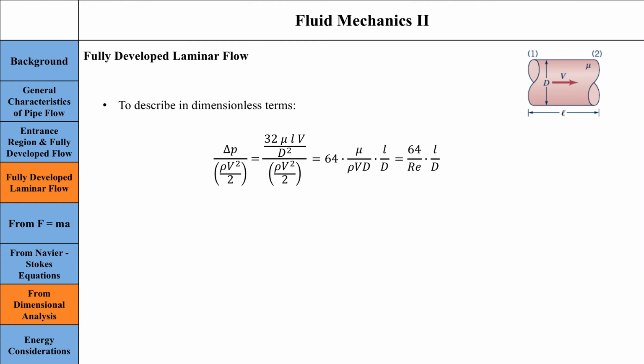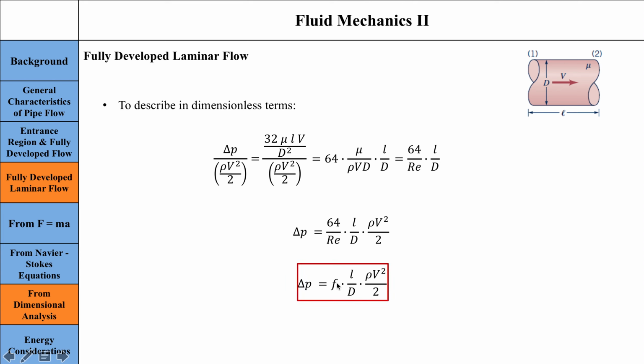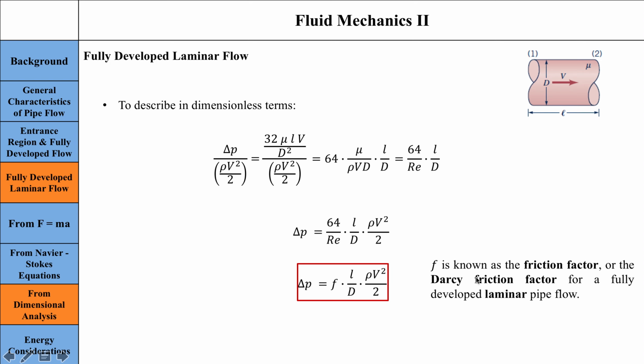And now I have basically found the pressure drop, simplified further in terms of the Reynolds number and the length by d scale factor. And what I can do now is write this term as F, which represents the friction factor basically. It's called the Darcy Friction Factor too, for a fully developed laminar flow.